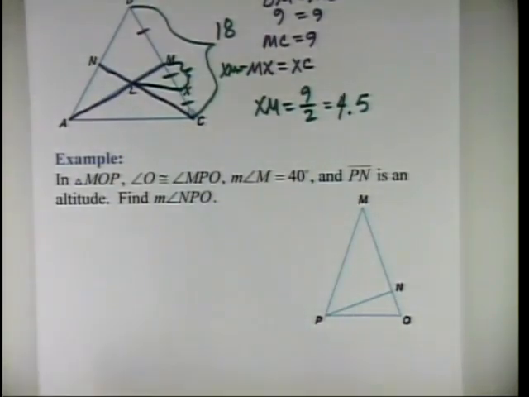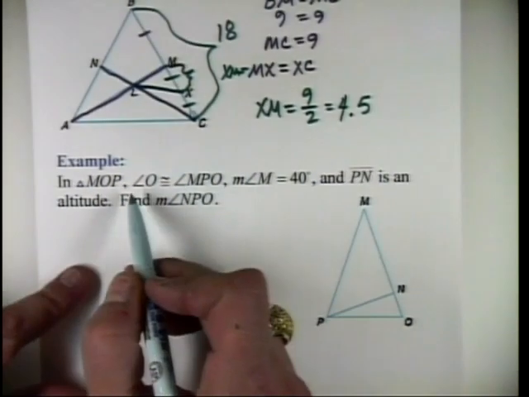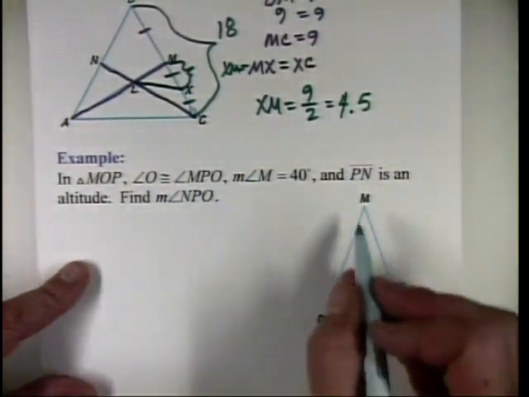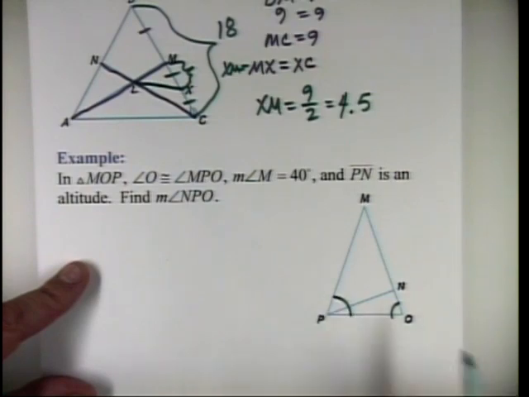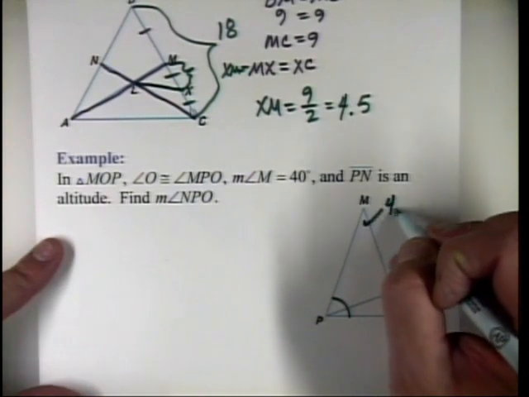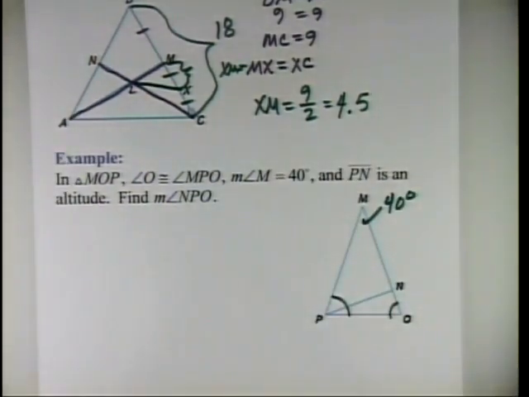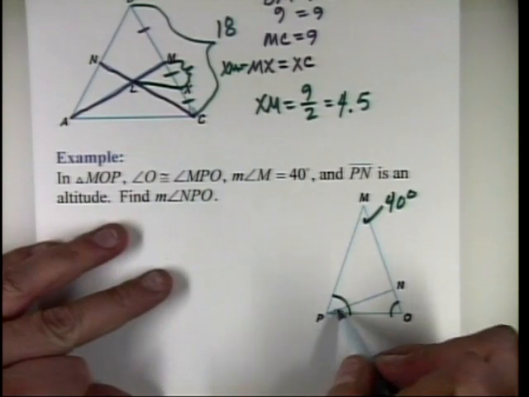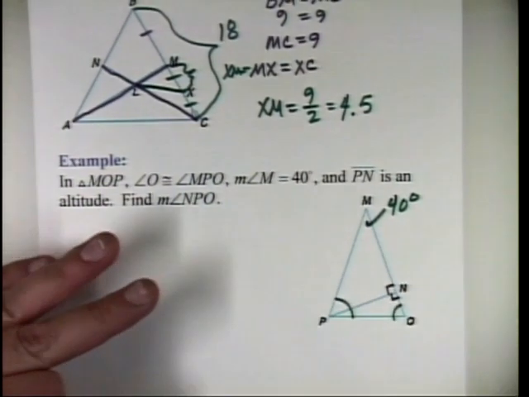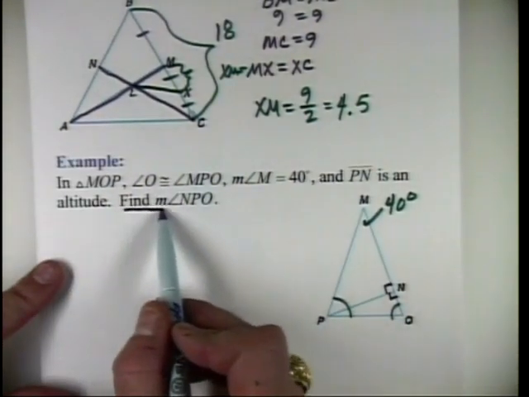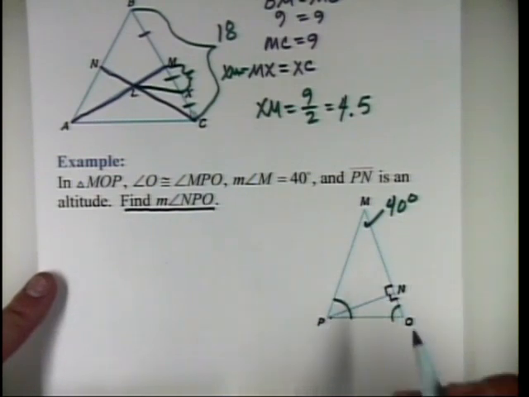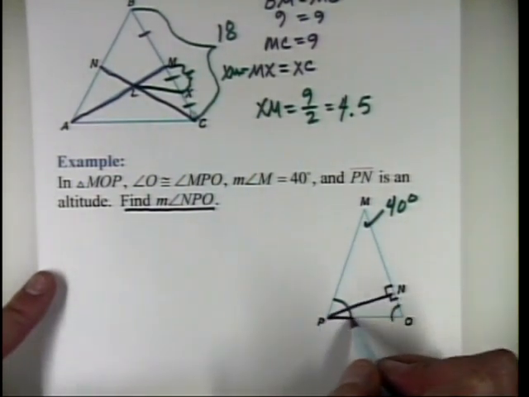Another example. In triangle MOP, we know that angle O, this one down here, is congruent to angle MPO, this entire angle here. That makes it an isosceles triangle. We also know the measure of angle M up here is 40 degrees. And then we know that PN is an altitude, which means that this angle is 90 degrees and this angle is 90 degrees. Now we're trying to find the measure of angle NPO. So here's N, here's P, here's O. We're trying to figure out what this angle measure is.